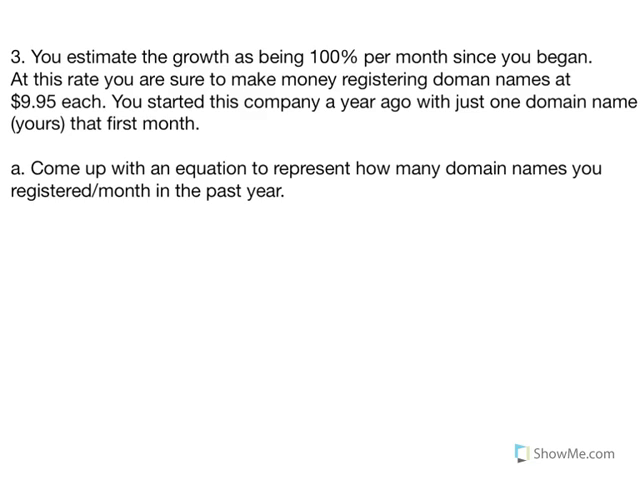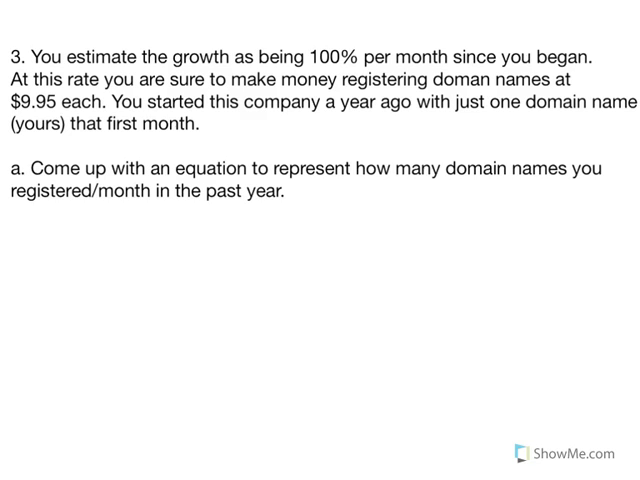So you estimate the growth as being 100% per month since you began. At this rate, you are sure to make money registering domain names at $9.95 each. You started this company a year ago with just one domain name, yours, that first month. Come up with an equation to represent how many domain names you registered per month in the last year.